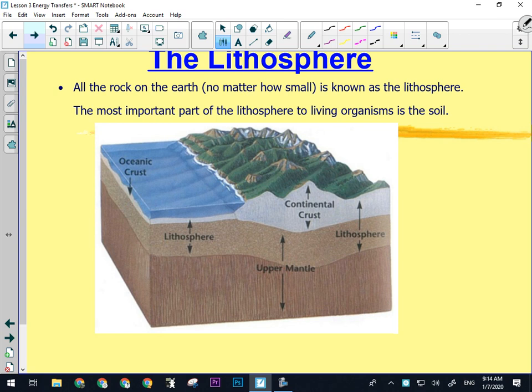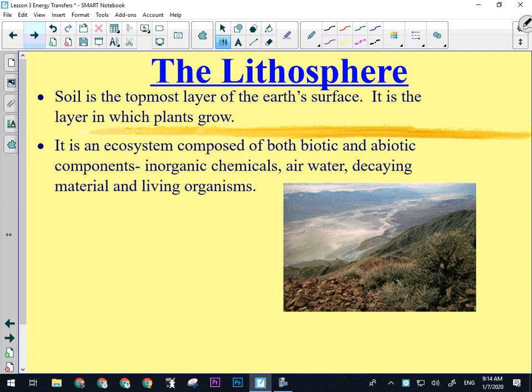So the most important part of the lithosphere is the soil. That's the very top layer of it. Soil is the topmost layer of the Earth's surface. It's where plants can grow. It's its own ecosystem. It has biotic and abiotic components. That's living and non-living parts.